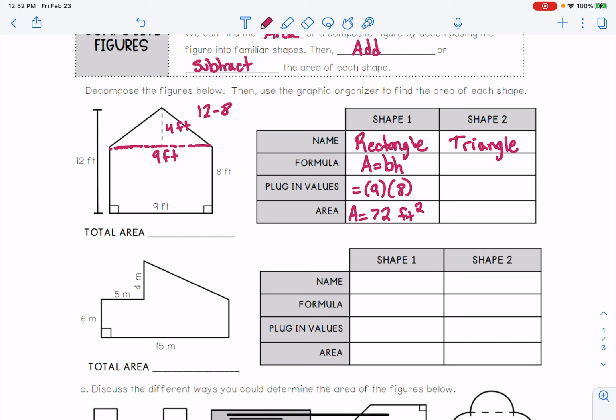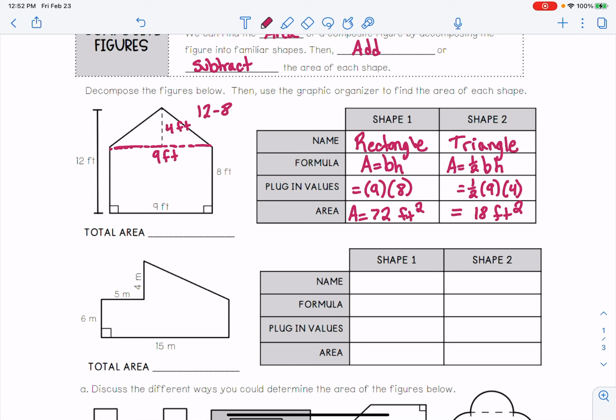All right, now let's go back to our graphic organizer. We're trying to find the area of the triangle, and our formula for the area of a triangle is 1/2 BH, so base times height divided by 2. Next, we're going to plug in our values. So we know that our base is 9 and our height is 4. So to solve this, we're going to do 9 times 4, and then we're going to divide by 2. And that is going to give me 18 feet squared.